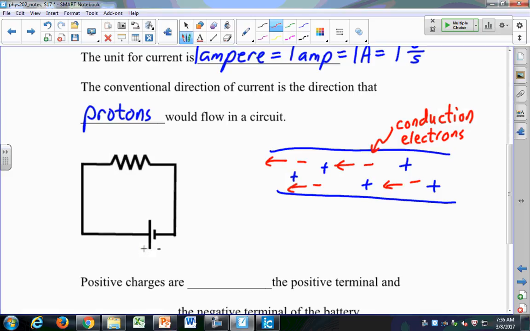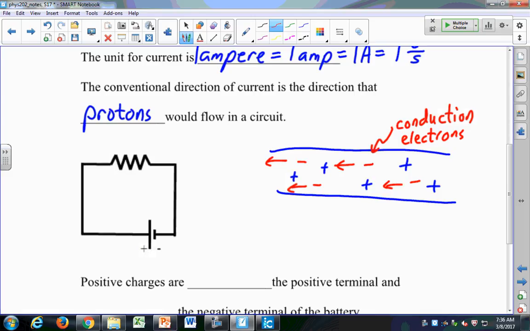So we're actually setting up an electric field within this conductor, and we're causing these charges to feel forces, and they move in the opposite direction of the electric field, because it's a negative charge. So then, why do we assume the conventional current direction to be the direction that protons flow? Any ideas about that? Why would we assume proton flow, not electrons? Protons aren't moving, but we're going to assume that. Any ideas why that might be?